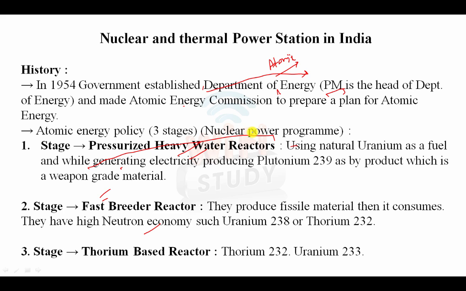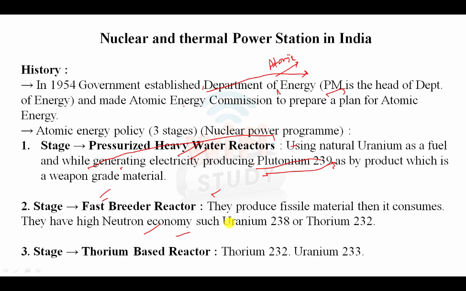Okay, the recent technology is thorium. We'll talk about thorium later on, but right now you need to understand only the uranium. So using natural uranium as a fuel while generating electricity, plutonium 239 is produced as a byproduct, which is a weapon grade material. If we use the first stage, that is pressurized heavy water reactors, we use uranium as a fuel for generating electricity, and in that a substance is made, that is plutonium 239, which is a weapon grade material which can be used for making a weapon also. Okay, that's why peaceful use of the uranium or the nuclear energy is preferable.